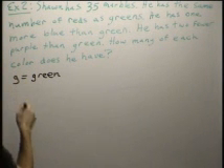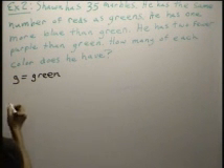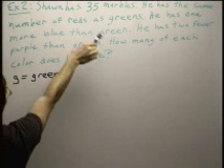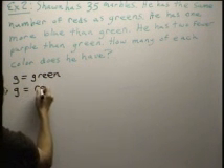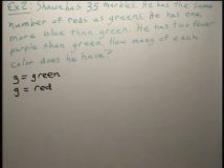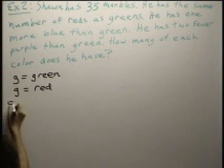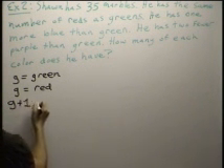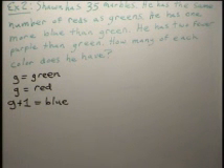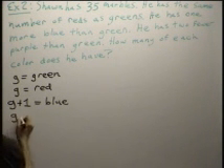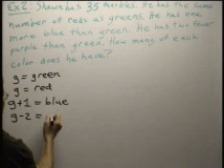Now, we find expressions for all the other colors. Well, the number of red is the same as the number of green, so red is also equal to G. The number of blue is 1 more than the number of green. That means G plus 1 is going to be blue. And there are 2 fewer purple than green. So 2 fewer means G minus 2.